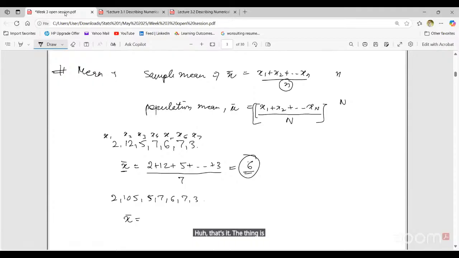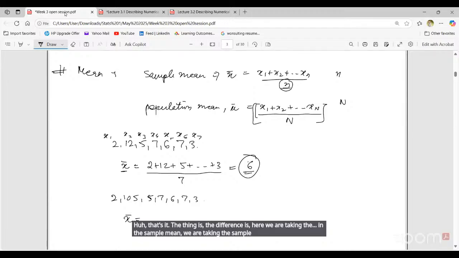The difference is that in the sample mean we are taking the sample size, and in the population mean we are taking the population size.